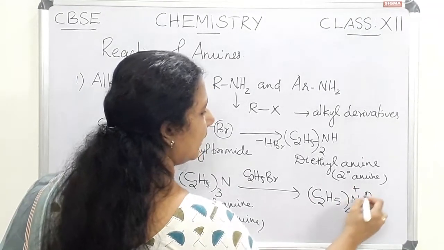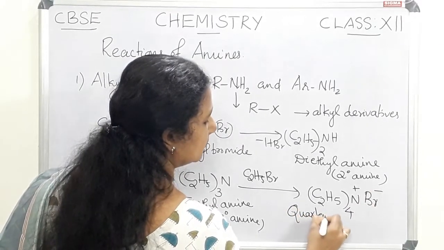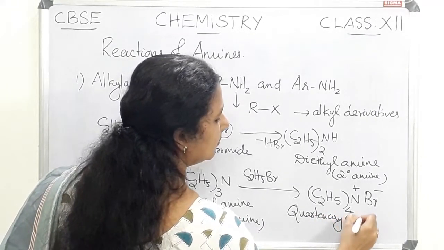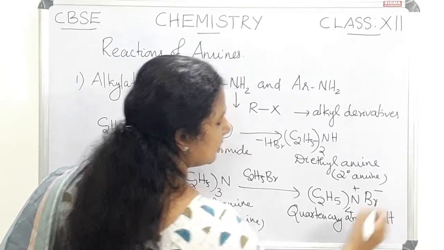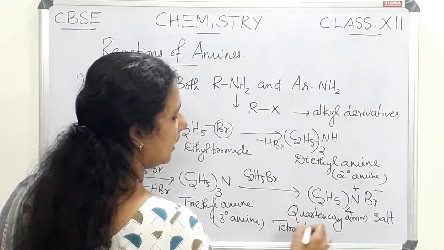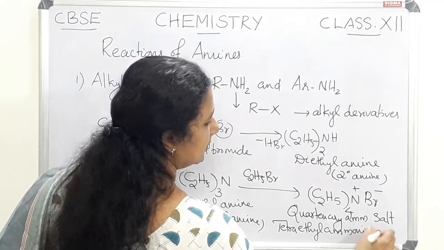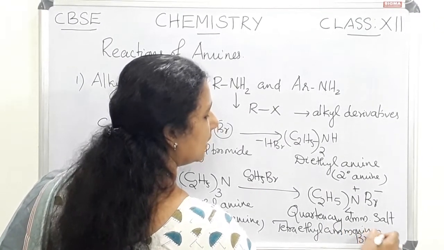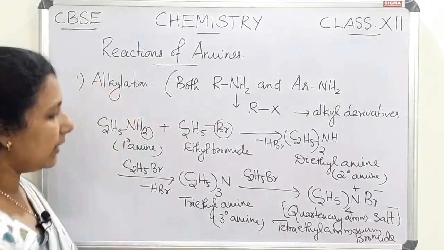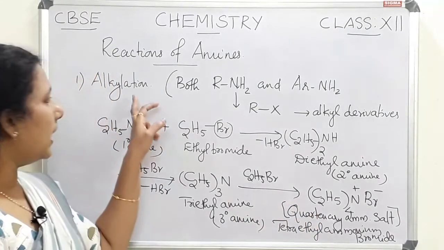This product is called a quaternary ammonium salt. So the name of this compound is tetraethyl ammonium bromide. So the general name is quaternary ammonium salt. So quaternary ammonium salt is the final product of alkylation.